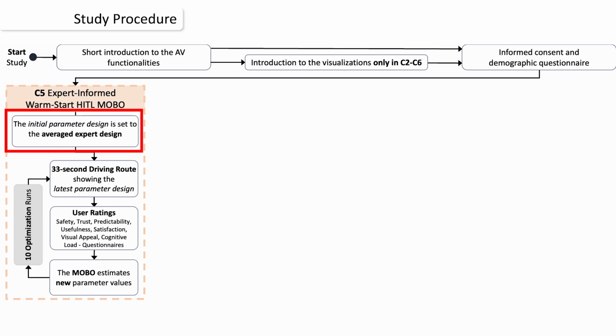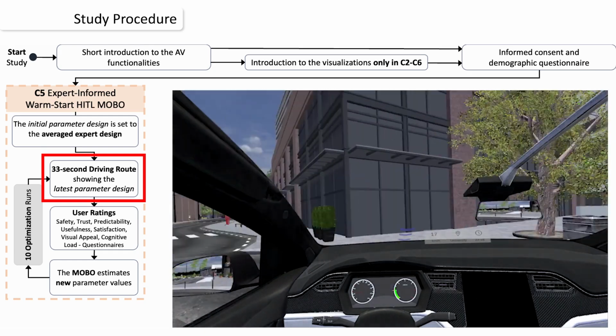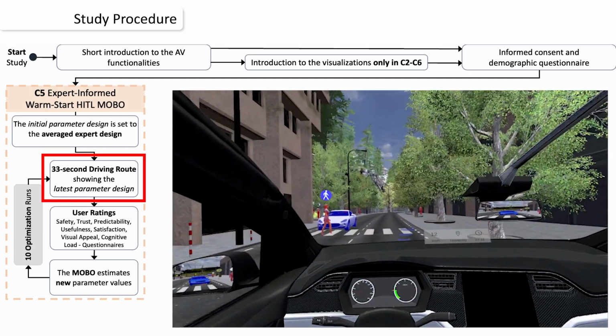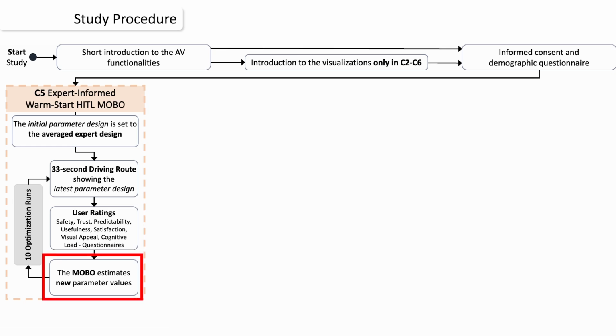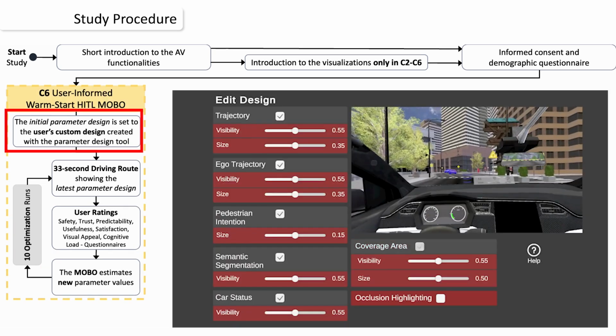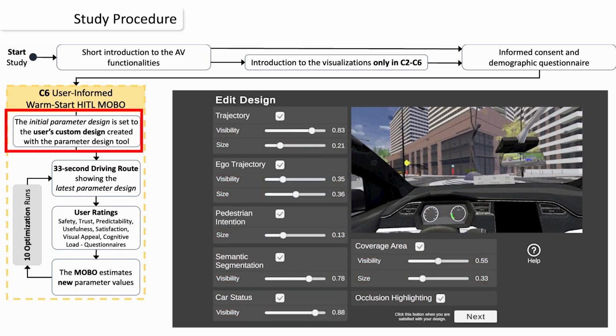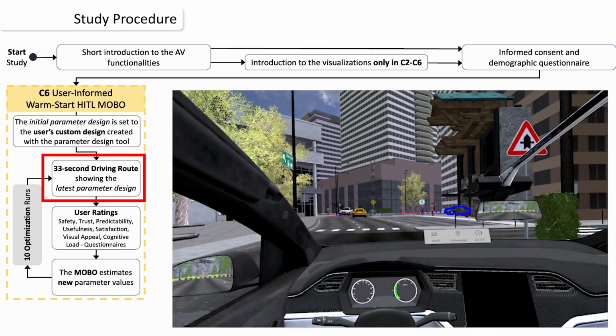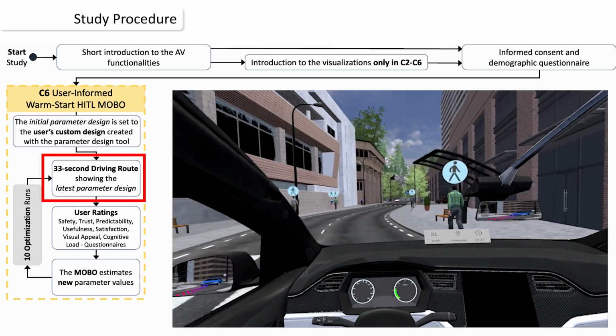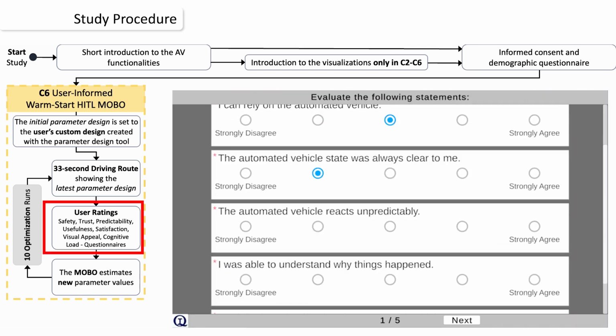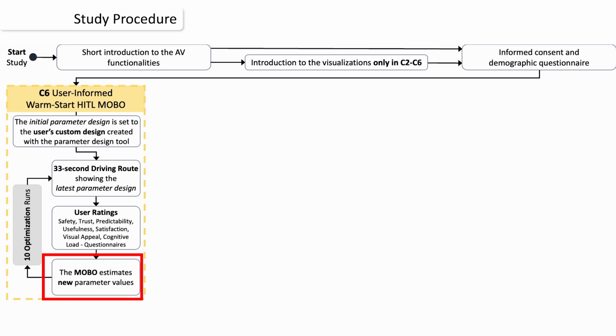In the warm start optimization, we leveraged the average design by the experts to initialize the optimizer. This provides ratings of designs to skip the sampling phase, directly starting the optimization iterations. In these iterations, the participant experienced the ride with the latest design, provided their rating, and received new parameter values based on this. In the other warm start condition, the users could first create a design themselves, which the optimizer used to skip the sampling. Afterward, the participant experienced the ride with the latest design, provided their rating, and received new parameter values based on this.